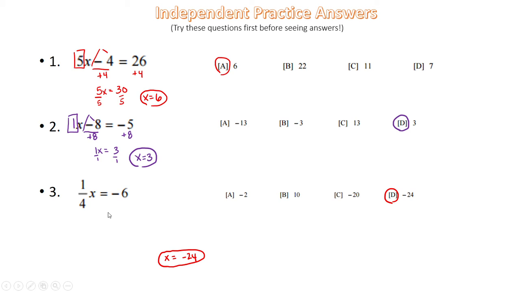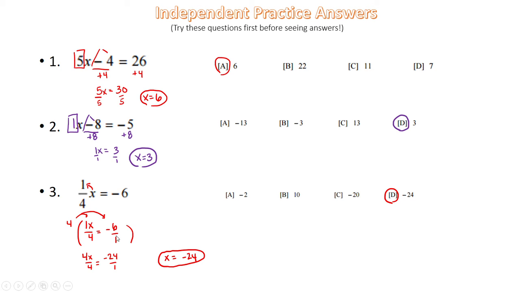On number 3, we have a fraction. We're going to remember that x is not separated by a plus or minus, so that x really goes into the numerator. So that's going to be 1x over 4, and then we're going to write -6 over 1, because next we're going to want to clear our fraction by multiplying everything times 4. That's our LCD. If we multiply 1x times 4, we're going to get 4x over 4, because we don't multiply the denominator, only the numerator.